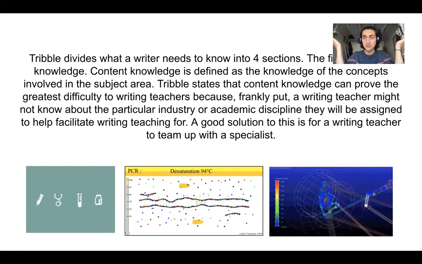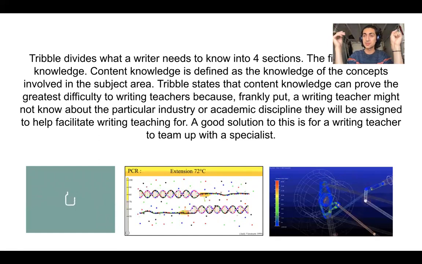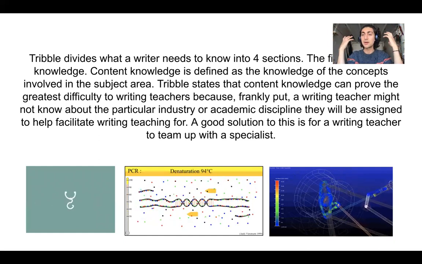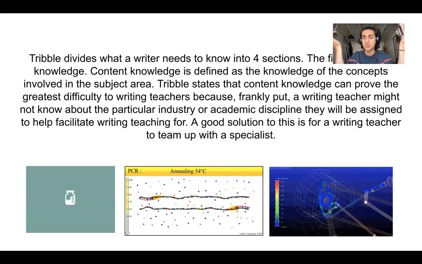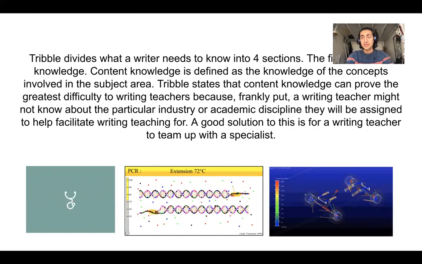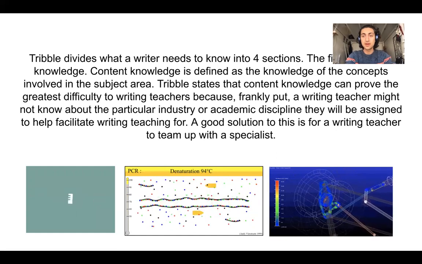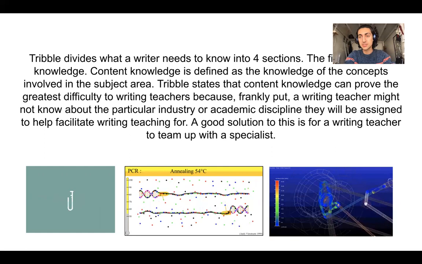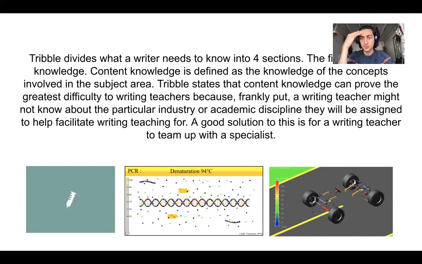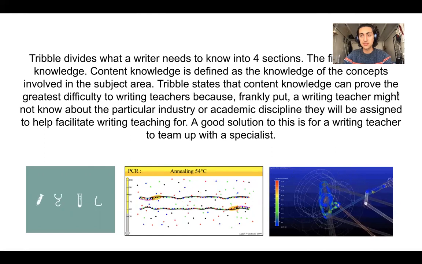Another thing might be like molecular biology. Another very important thing might be nursing. I think that's an example used in the book. Like, how can you write writing material to students about nursing? If you are not aware of nursing, Tribble gives us the advice to work with someone who is an expert on the field or who can help you with knowledge and creating material for the students. A good solution to this is for a writing teacher to team up with a specialist. That's the summarized statement.